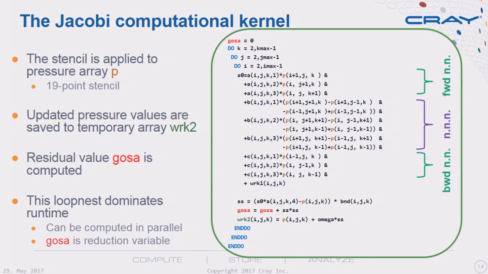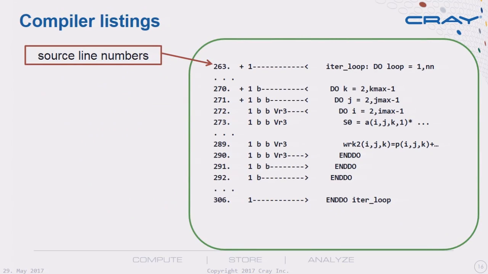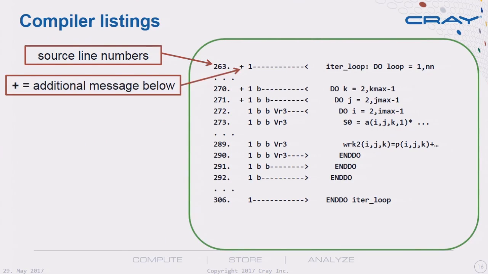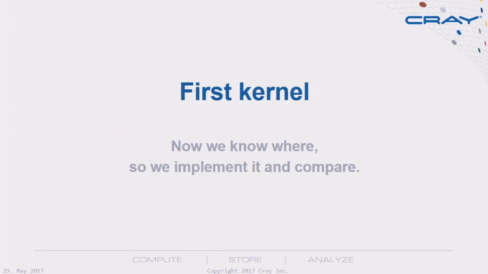The stencil we saw already, so this is an update from the forward nearest and backward nearest neighbor. We also calculate the GOSA, I described it already. Compiler feedback, I already did that, so you will get the slides. You can have a closer look on the slides if you're more interested in details.